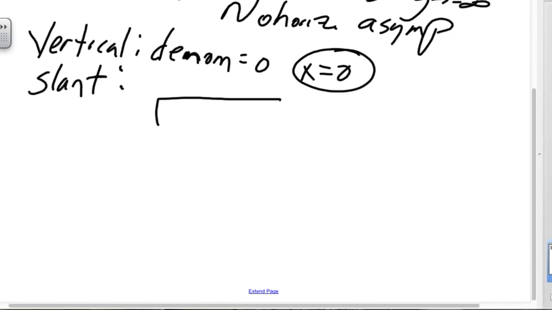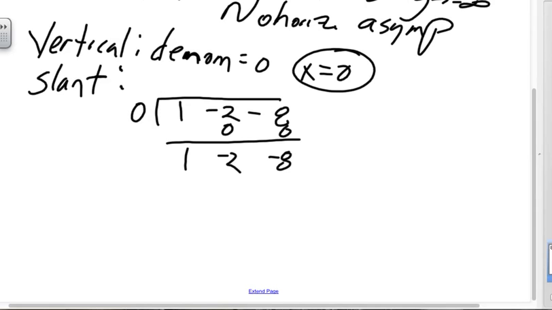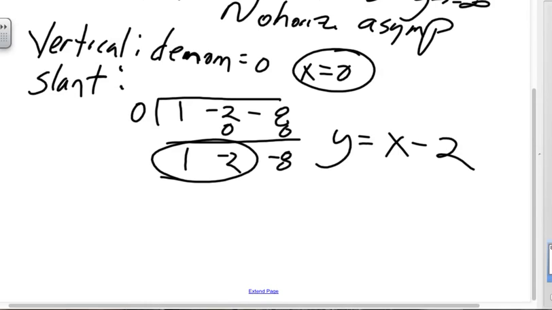Remember, my denominator was x minus 0, so I've got a 0 there. My coefficients are 1, negative 2, and negative 8. So I bring the 1 down, 0. So these two right here give you the equation of your slant, which is going to be y equals x minus 2. And because you do have a remainder, it is indeed a slant asymptote. So there's the equation of our slant asymptote.